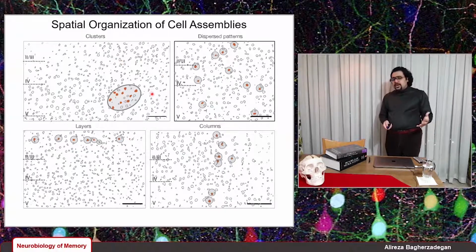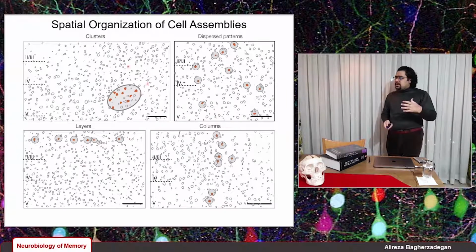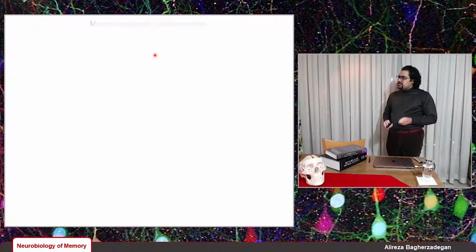Of course they fire together, but they can have different spatial organization. That doesn't mean that they need to be close to each other. They can be very far from each other, but still fire together. Okay, so that was about the spatial organization of cell assemblies.